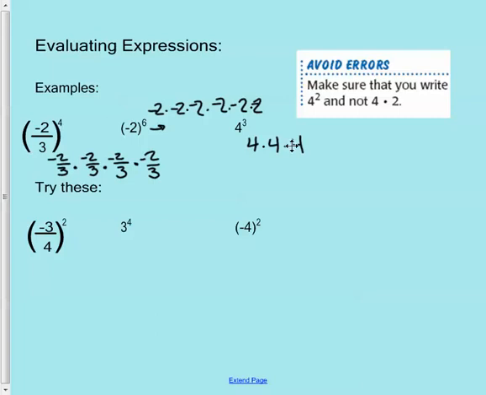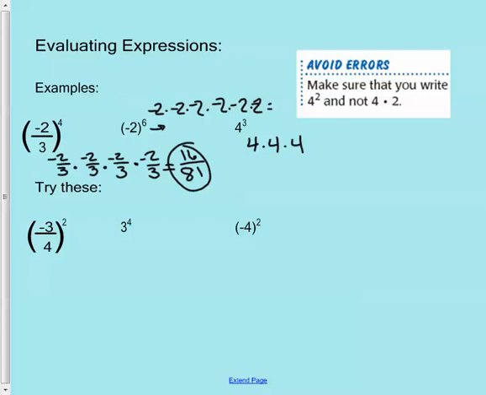Okay, so now we've got the repeated multiplication. Let's actually evaluate. 2 times 2 is 4, times 2 is 8, times 2 is 16. Now, a negative times a negative is a positive, times a negative is a negative, times a negative is a positive. So this is a positive 16. 3 times 3 is 9. 9 times 3 is 27, and times another 3 is 81. So we get 16 over 81.